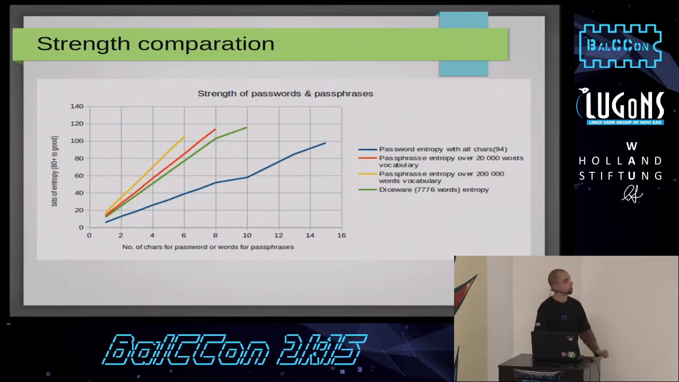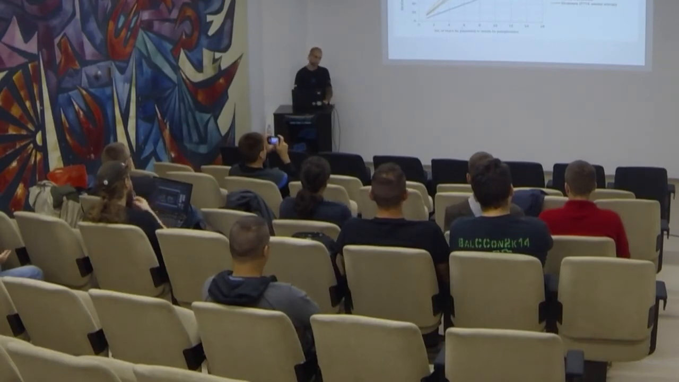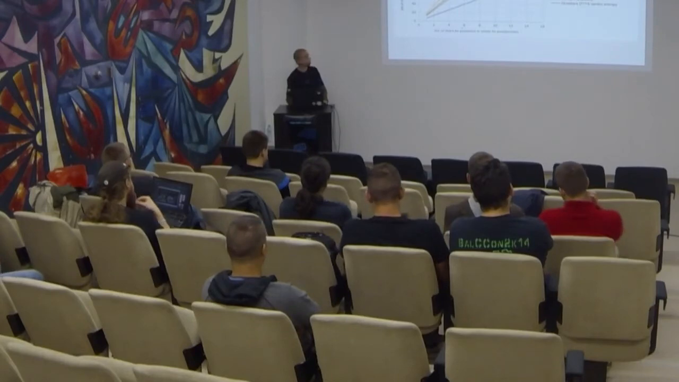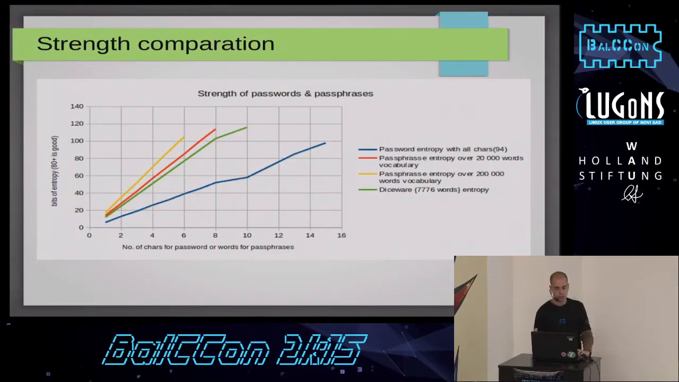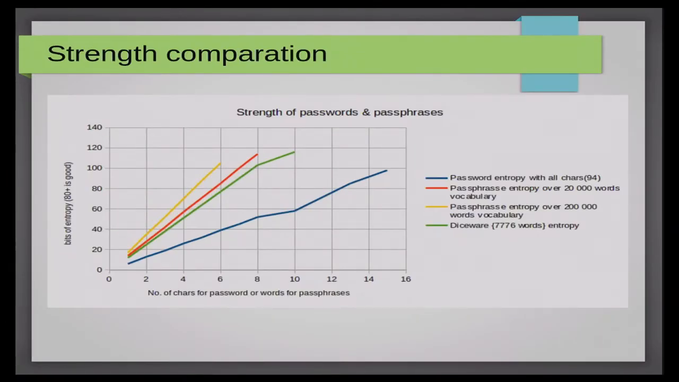Okay, I did a lot of calculations like this with logarithms and powers, and got to this chart, right? You can see that you need at least 80-bit entropy for a strong password or strong passphrase. This means that if you're looking at the blue curve here, you need at least 13 characters in your password, and for passphrases, if you're using, let's say, Diceware, that's the green one, you'll need about 7 words.